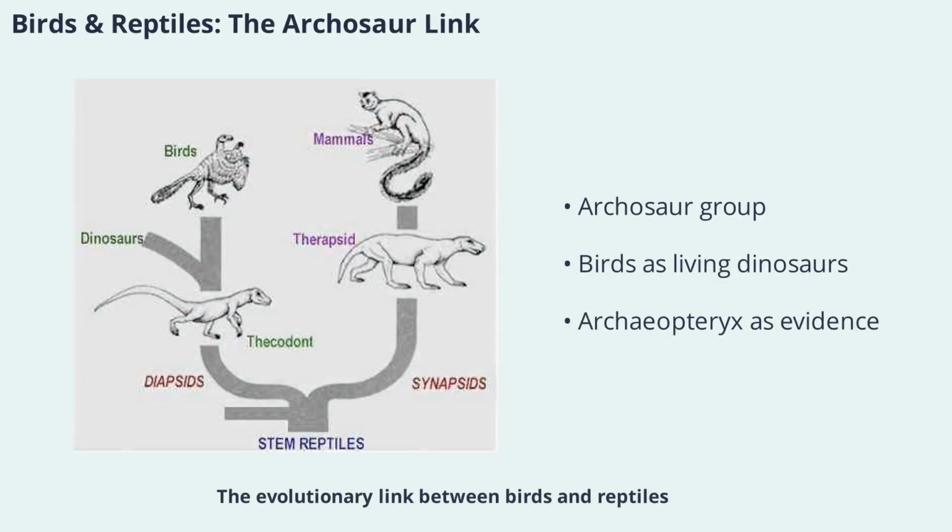groups. Evolutionary link between birds and reptiles is most evident in the archosaur group, which includes crocodiles and extinct dinosaurs. Birds are now recognized as living dinosaurs, descended from small theropod ancestors. The fossil Archaeopteryx, with its mix of bird-like and reptilian features, provides a crucial piece of evidence for the relationship. Understanding these connections helps us trace the evolutionary history of modern vertebrates.